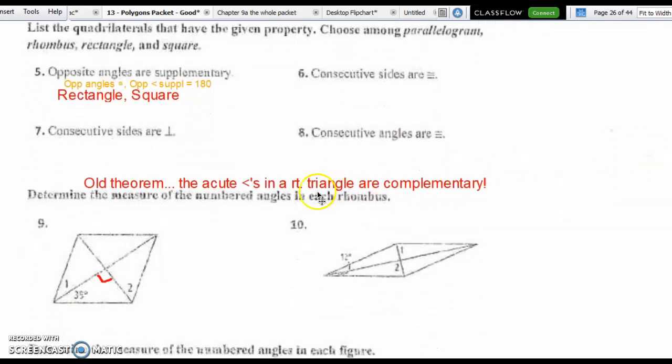We go down to this one here, and the directions say each rhombus. Now, we had an old theorem that says the acute angles of a right triangle are complementary. That would mean, and I'll quickly draw you something, if there's my right triangle, then this angle up here and this angle have to add to 90. You already have 90, so these two have to be 90. Therefore, in this triangle here, if this is 35, you know that this angle is the complement. This angle is the complement of 35.